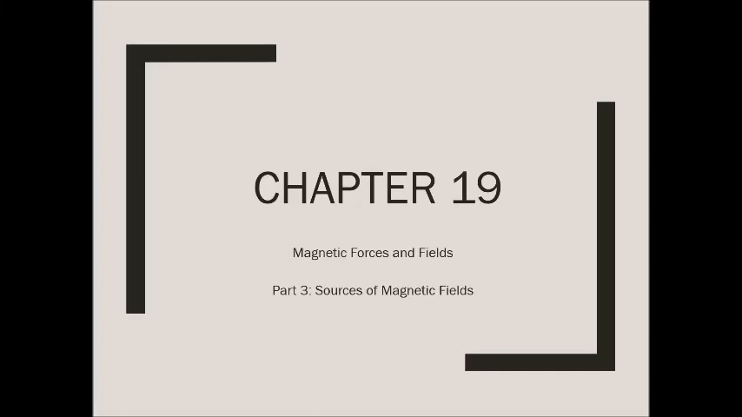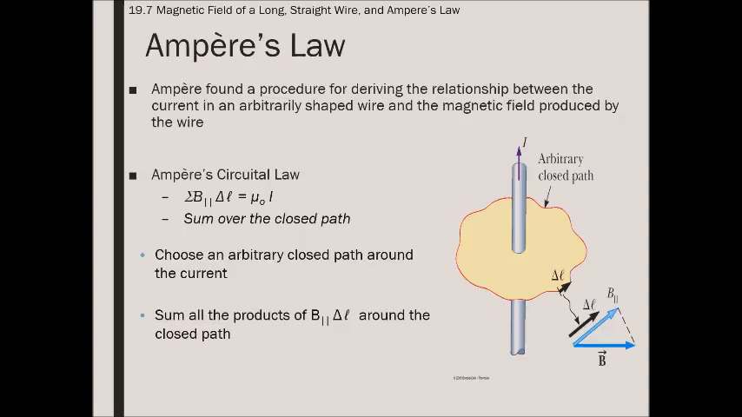In this last section of Chapter 19, we're going to talk about more of the sources for magnetic fields and, in fact, talk about how to make an electromagnet. So Ampere's law is really the origin of the equation we used last time for the magnetic field around a wire. And just like Gauss's law is the origin of what we call Coulomb's law, Ampere's law is the origin of the equation we used last time. And so we're going to look a little bit at where that equation has come from.